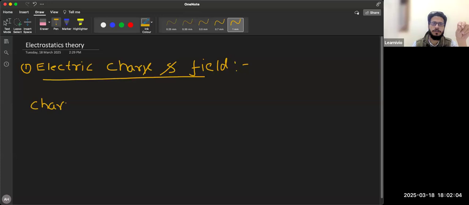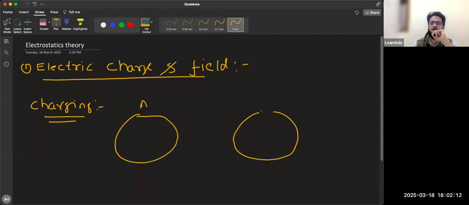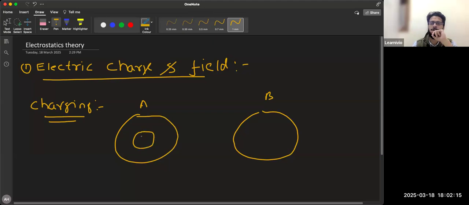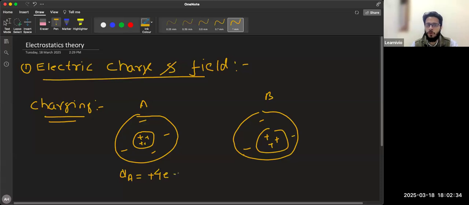But before starting, can you tell me how you charge a body? What does charging mean? You have two objects. One is atom A, another is atom B. Atom A has 4 protons and 4 electrons. Atom B has 3 protons and 3 electrons. Both the bodies are neutral. The charge on a proton is plus E, so the charge on 4 protons is plus 4E, 4 electrons is minus 4E, so the net charge is 0. Here also the charge on 3 protons is plus 3E, the charge on 3 electrons is minus 3E, net charge is 0.